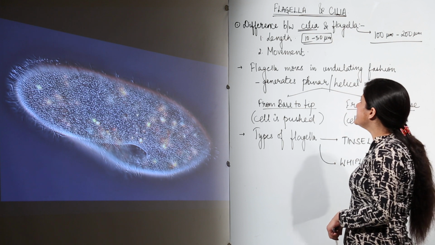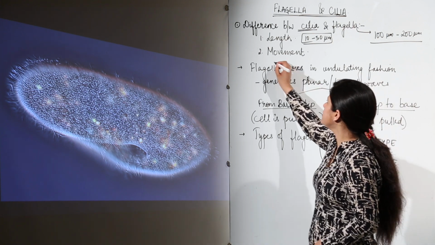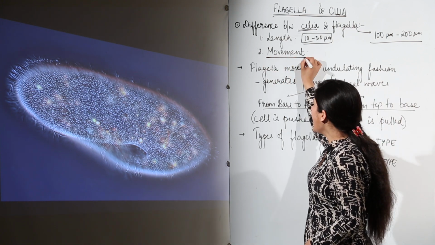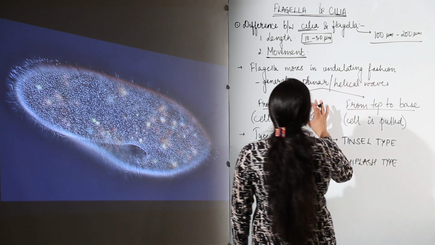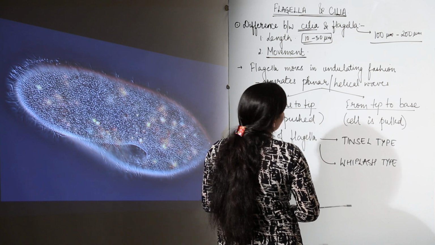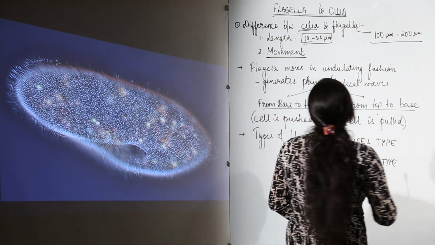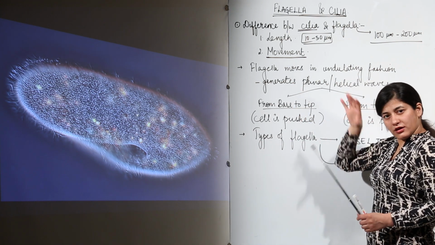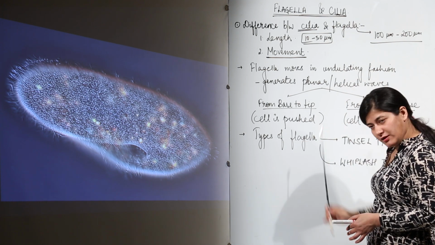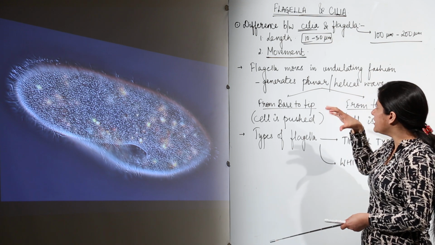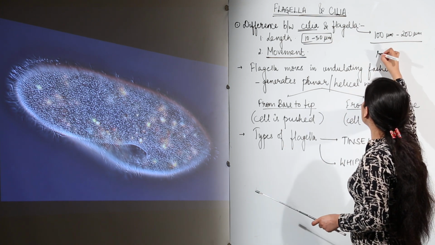For understanding the movement part, you need to consider flagella differently and the cilia movement differently. First of all, we see the movement which is brought about by flagella. Now see, there is a whip-like structure, we know that. When that whip moves, if that whip is being moved like this, what is being created? There are ripples which are being created.